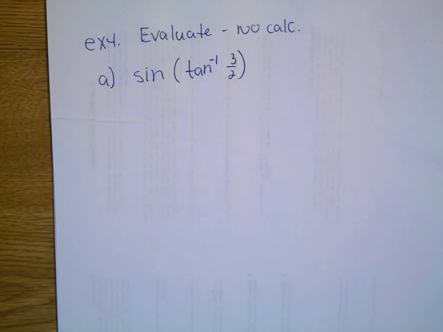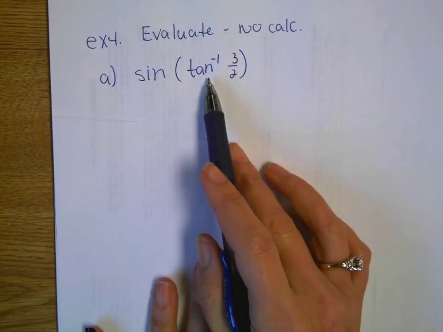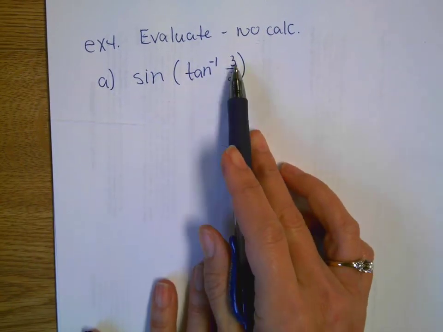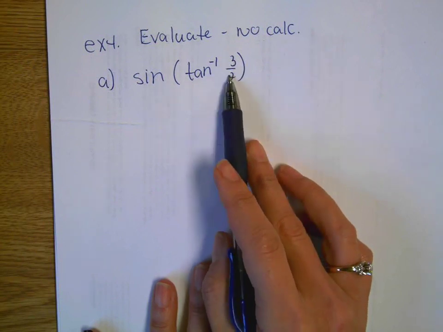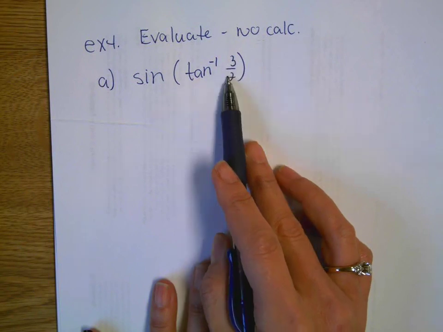Okay, no calculator. It would be easy if it was a calculator problem. We just type inverse tan, then we get our decimal answer. No calculator puts a whole other spin on it. You could try to look on your circle sheet and find where tangent equals 3/2. It doesn't. It's not one of those nice angles. So what you need to do is sketch a triangle.